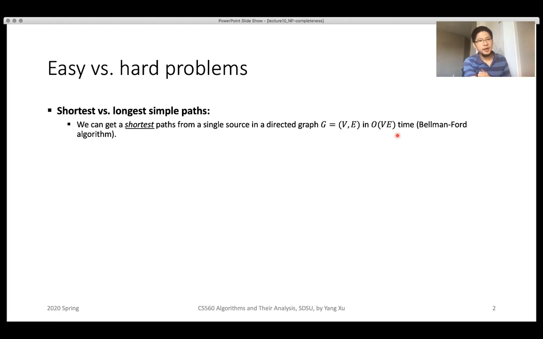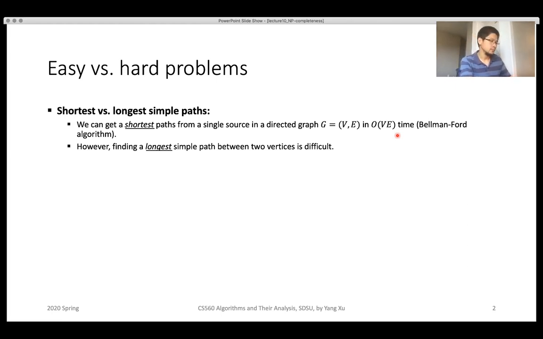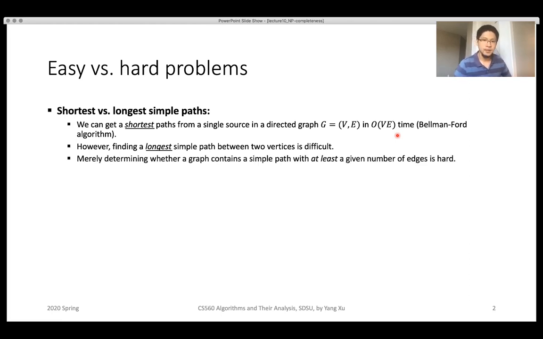When we compare it to a different problem, say if we want to find the longest path between two vertices, this is a quite difficult problem. Intuitively speaking, in order to find the longest simple path, you basically want to search over all possible routes, all possible paths between two vertices, which will cost you much more time searching that space. And merely determining whether a graph contains a simple path with at least some given number of edges is hard, not to mention finding exactly the longest simple path.